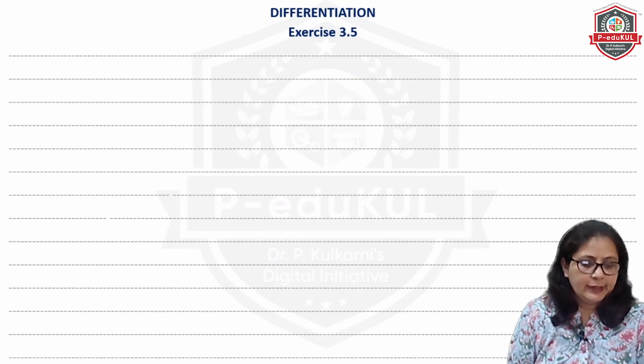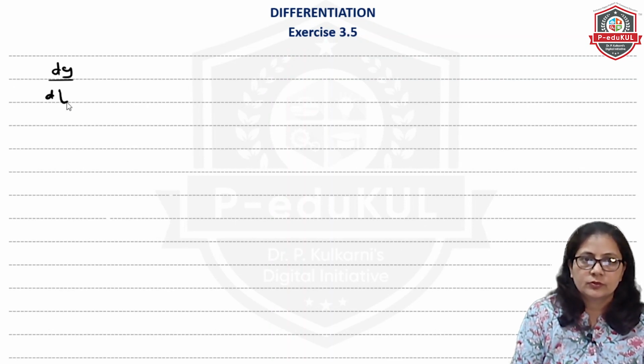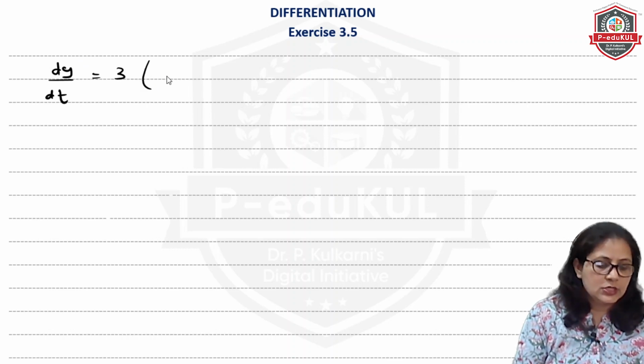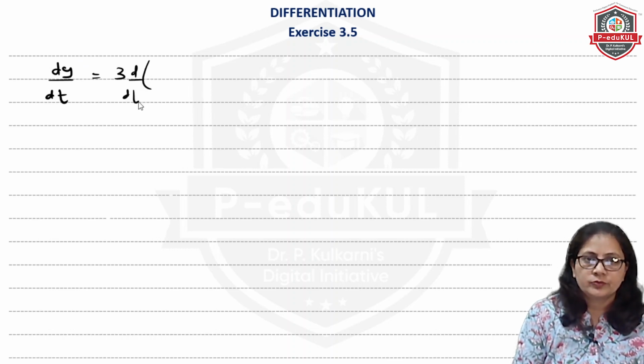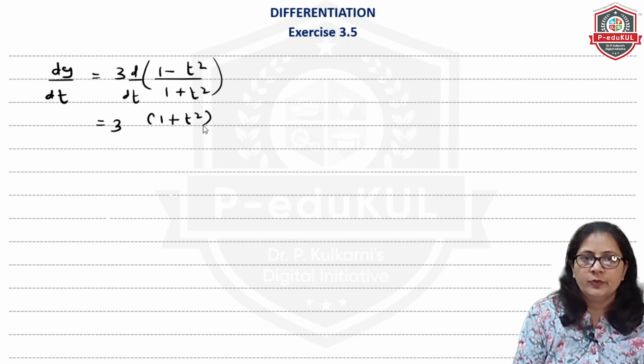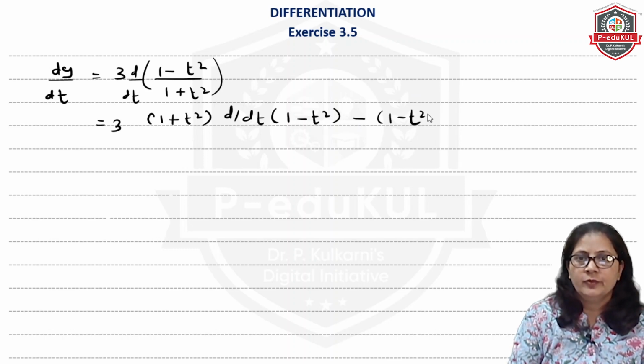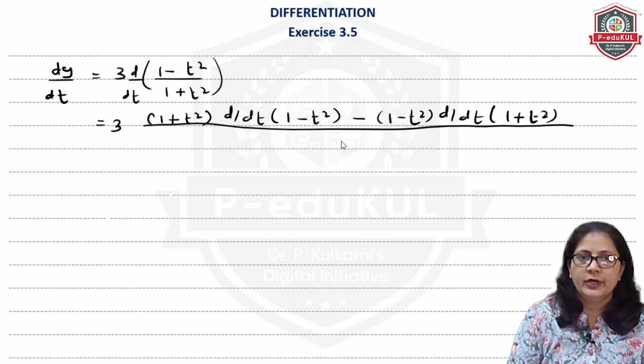Now we will do dy by dt, that is 3 into d by dt of 1 minus t square upon 1 plus t square. So 3 will be as it is. Again here, denominator into derivative of numerator, and then numerator into derivative of denominator, divided by whole denominator square.